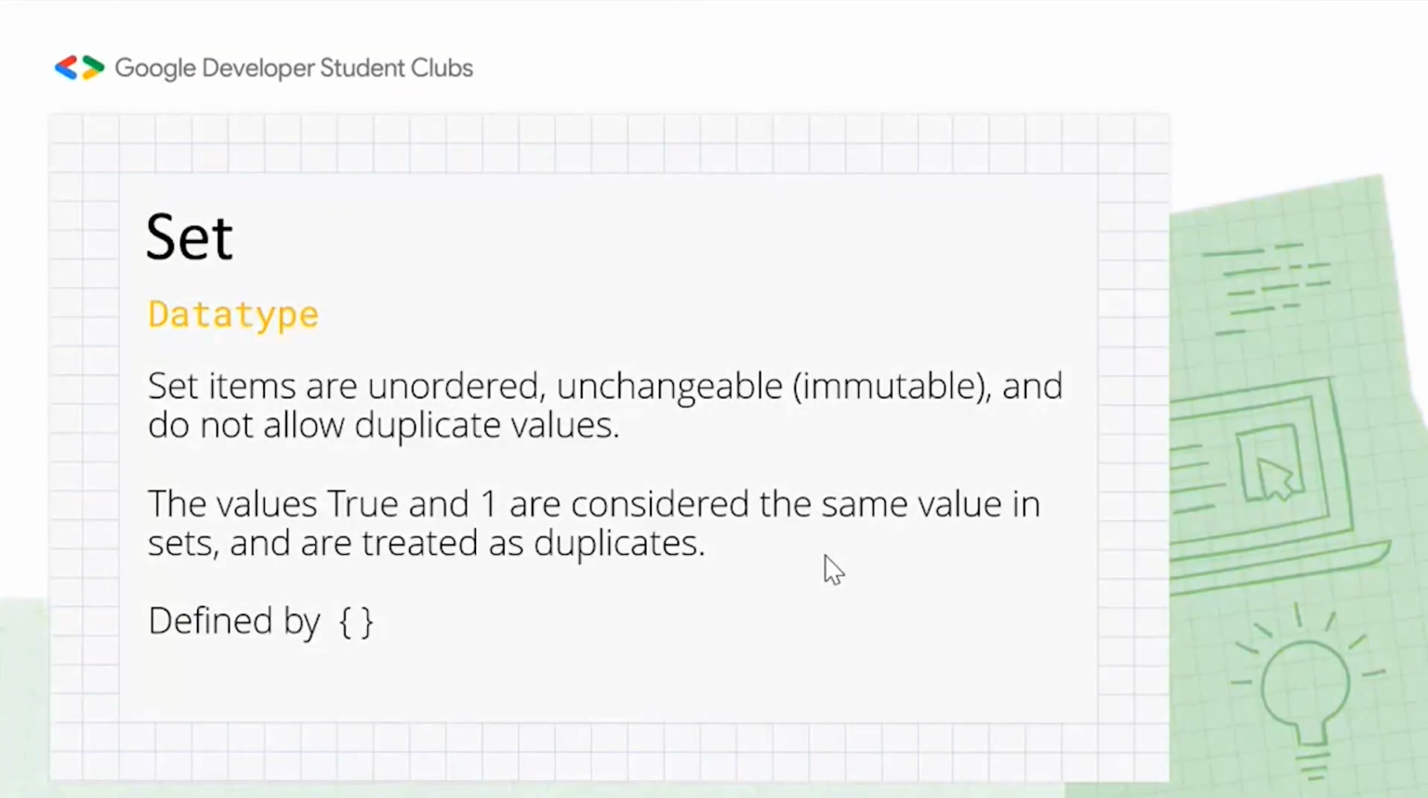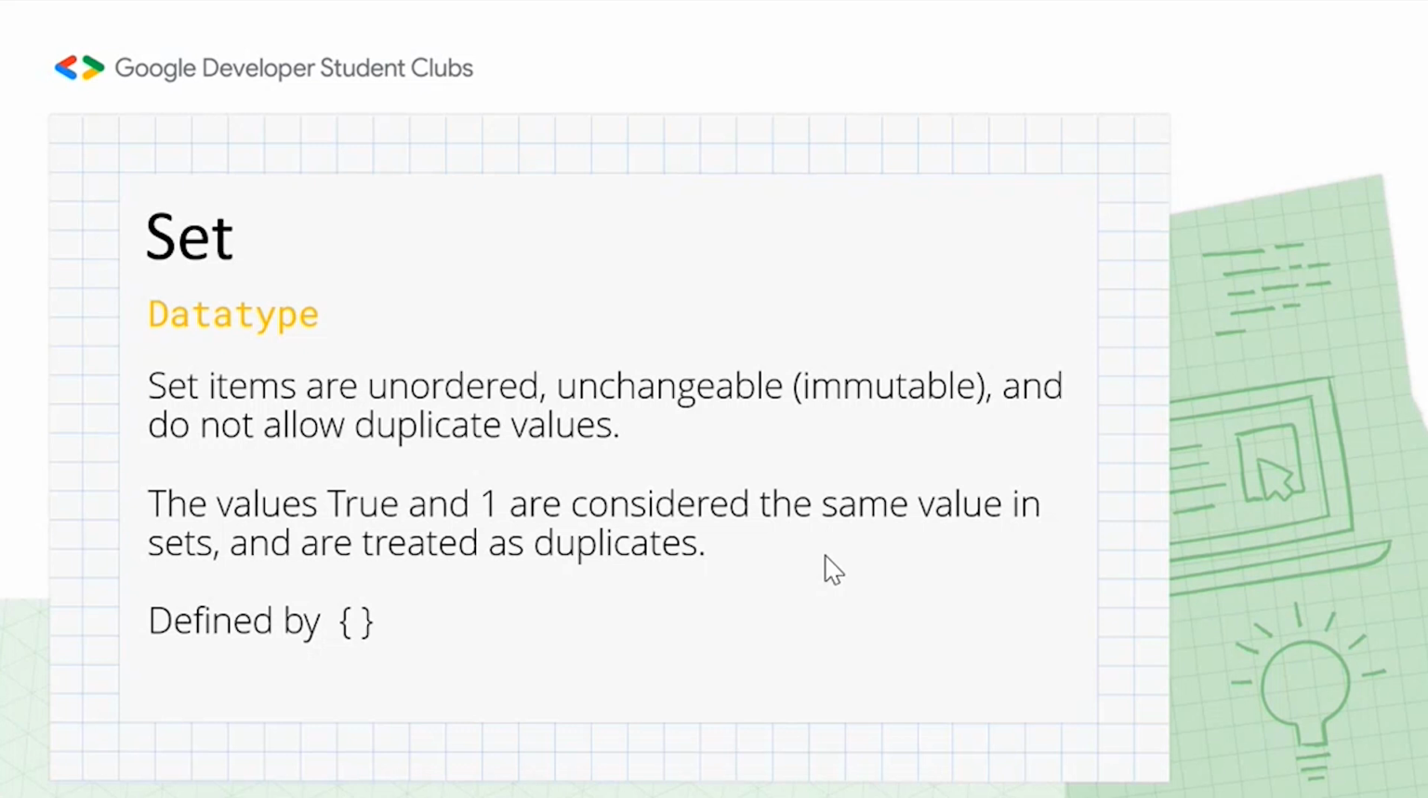Next is set. Set items are unordered, unchangeable, or immutable, and do not allow duplicate values. You could think of a set as an array essentially, which is unordered and unchangeable. As in, once you have made this set, you cannot change it. It is as it is for the rest of the code. And it is unordered. Unordered as in normal arrays, you can reference every element by giving a of 0, a of 1, but you can't do that in a set.